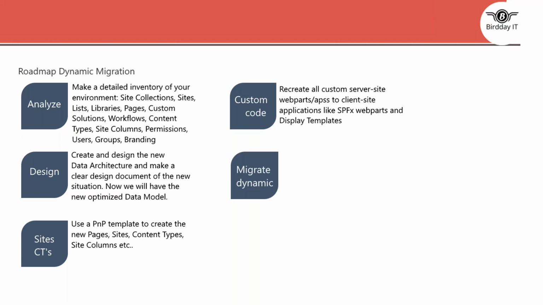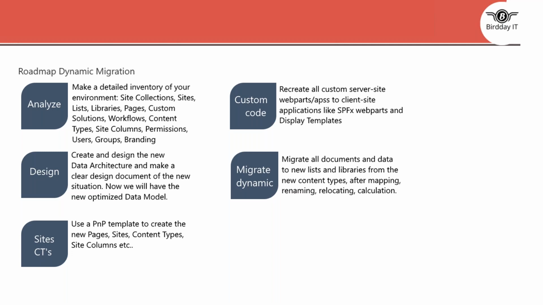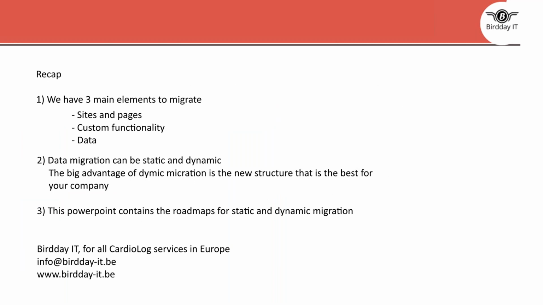The fifth step is the dynamic migration with Fusion. Follow the detailed migration plan to migrate all lists, libraries, data, and documents. And the last step is a last incremental migration. Oh, it's too quick, sorry. Migration to transfer all new documents that are created after your dynamic migration. Now you can go live.